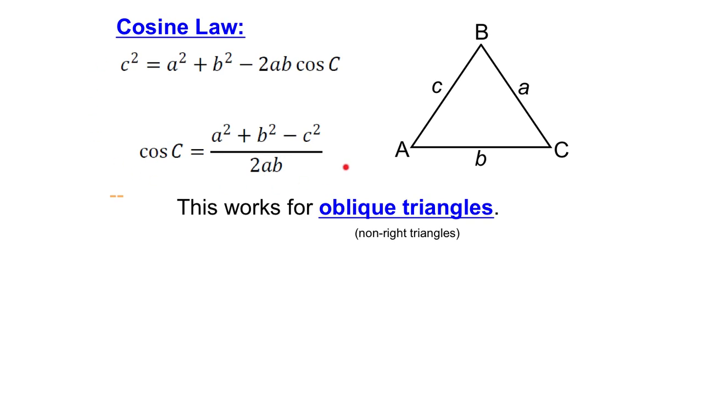Now this works with oblique triangles. It works also for right triangles, although for a right triangle, we just use the Pythagorean theorem if you know the other two sides. You don't have to do this part over here. Okay, so cosine law, here's the formula. Rearrange it this way to solve for an angle.